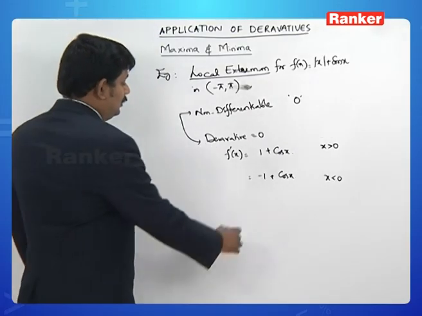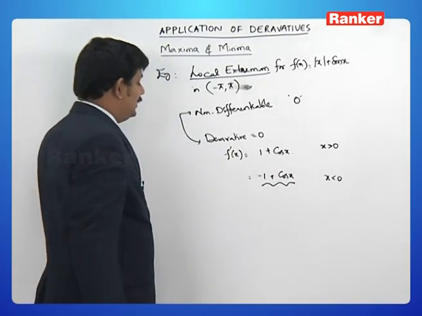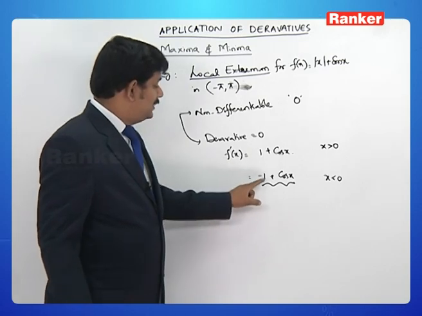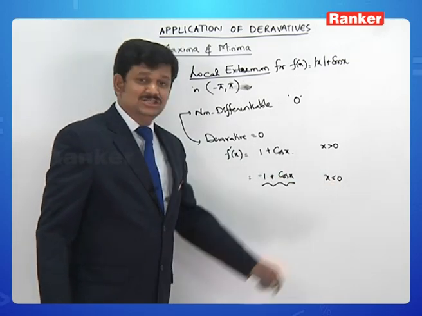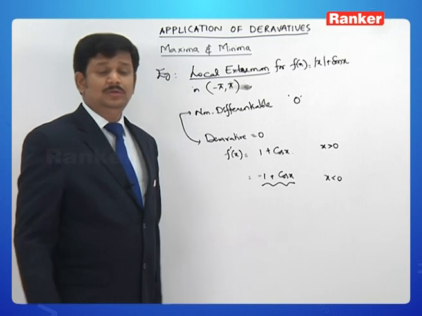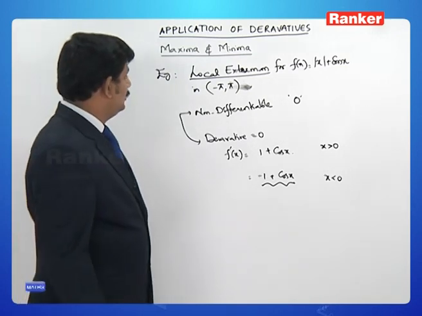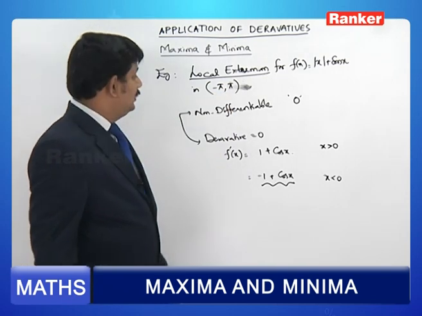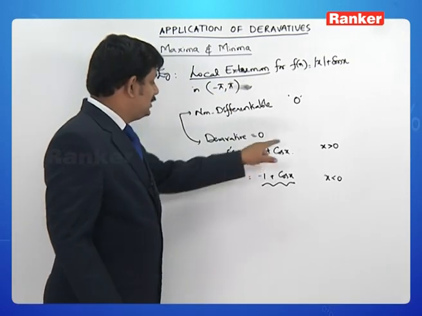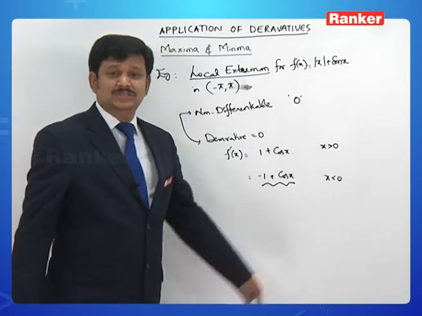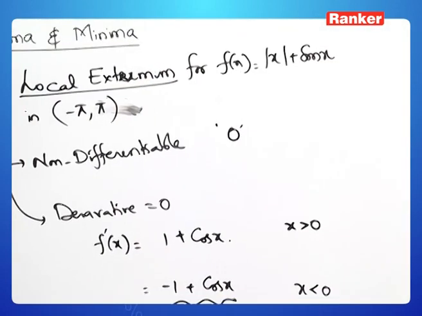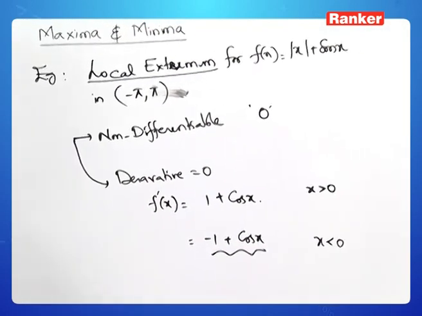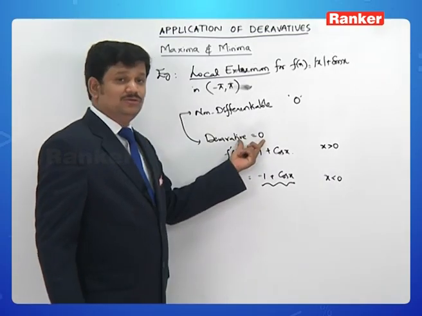0. Then let us look at f dash of x is equal to minus 1 plus cos x, that is when x is less than 0. For this to be 0, cos x has to be equal to 1, and cos x is equal to 1 only at x equal to 0, which again does not fall into our purview of discussion here. So, there is no point between minus pi to pi where the derivative is equal to 0.